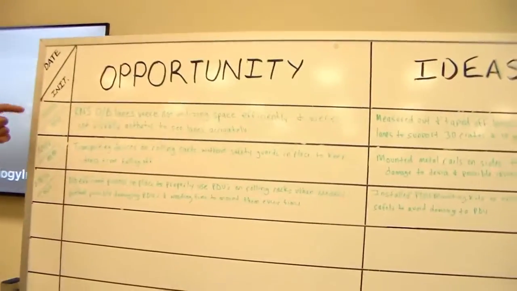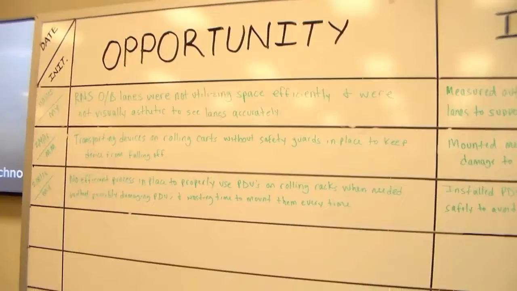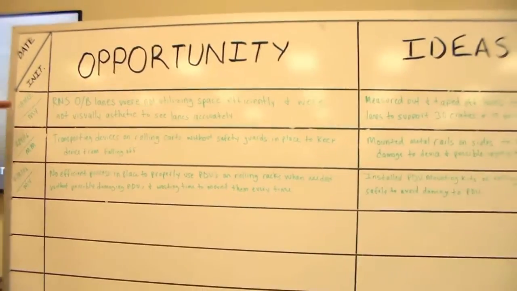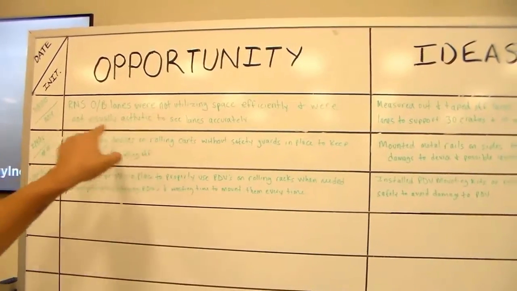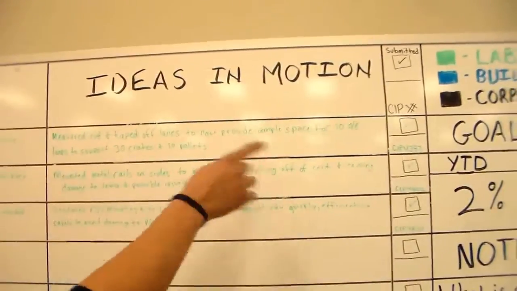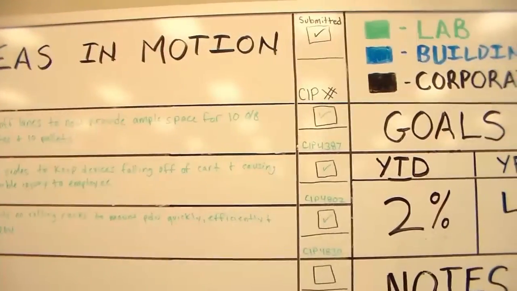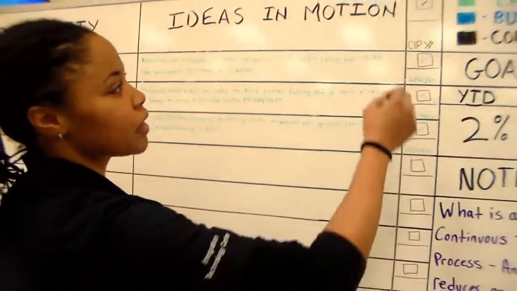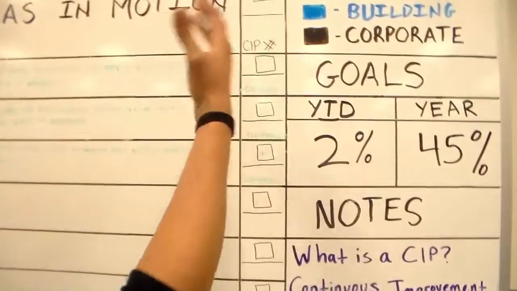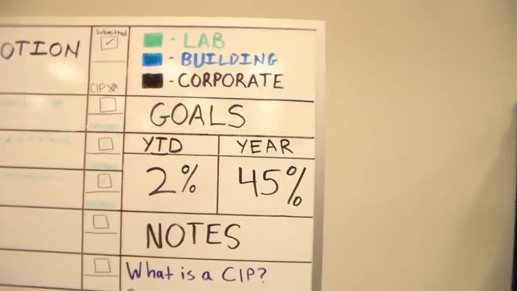So what we have here, one person from the committee will come here and translate the ideas to the board. We'll put the date, the initials of the person with the solution, and the opportunity. And we will also put the ideas in motion, so ways that we're going to implement the CIP. If it's applicable, then we'll put a check mark here for an idea that was submitted as a CIP, and the number for the CIP.